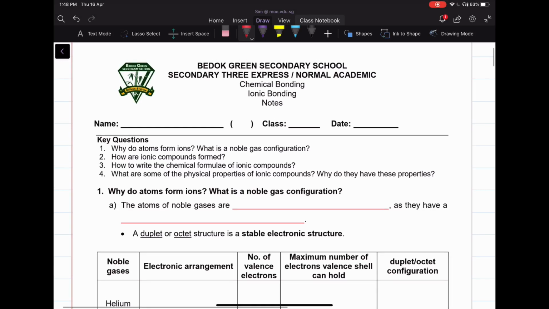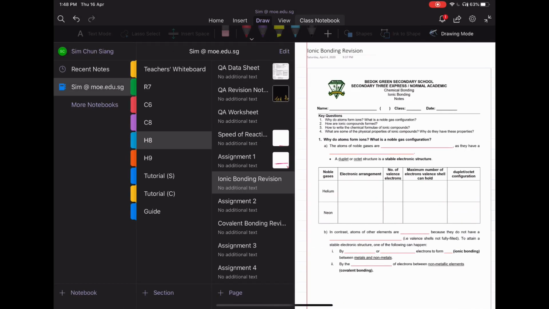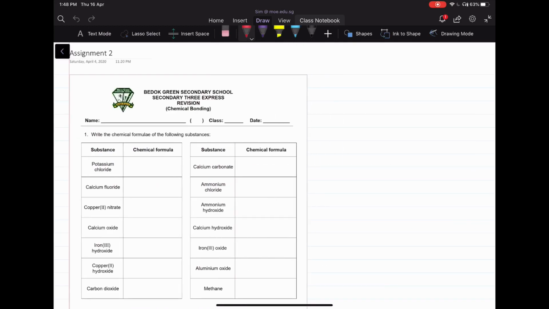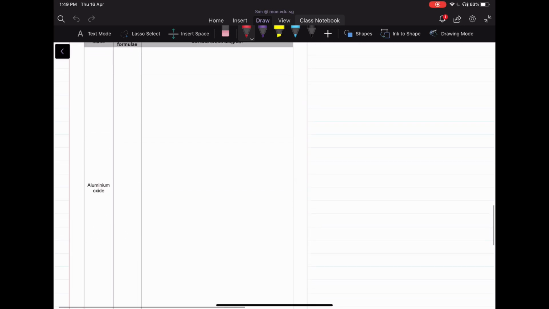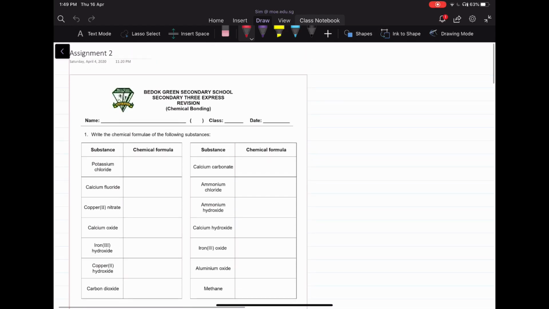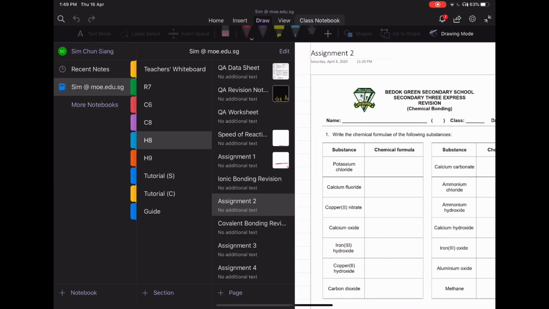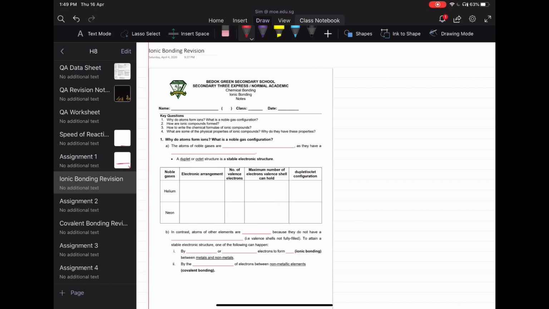Take a quick check to make sure that you have the ionic bonding notes, as what you are seeing over here, as well as at the back of the notes, there should be this piece of assignment at the end. It's 4 pages long. Okay, there's some dot and cross diagrams, so on and so forth. So this is what we'll be using for this particular session. At the end, you do need to submit your work in. So the work is the 4 pieces of assignment that I showed you just now.